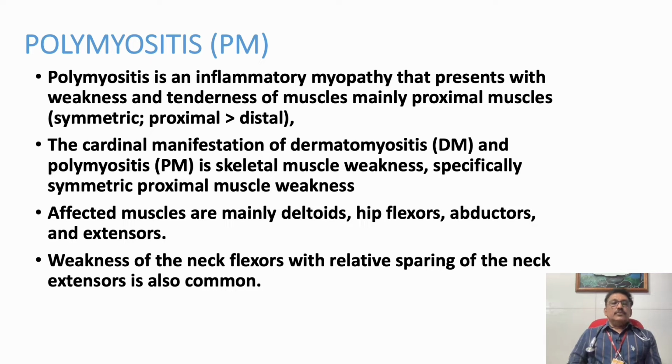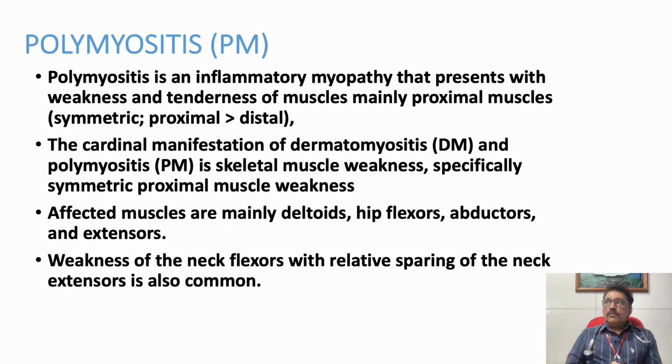Sometimes it can be associated with dermatomyositis also. Dermatomyositis means some skin lesions associated with this polymyositis. Patient can have facial red rashes, red rashes over the neck and chest. It can be seen on the extensor aspects of the hand and arm. So that is called dermatomyositis.